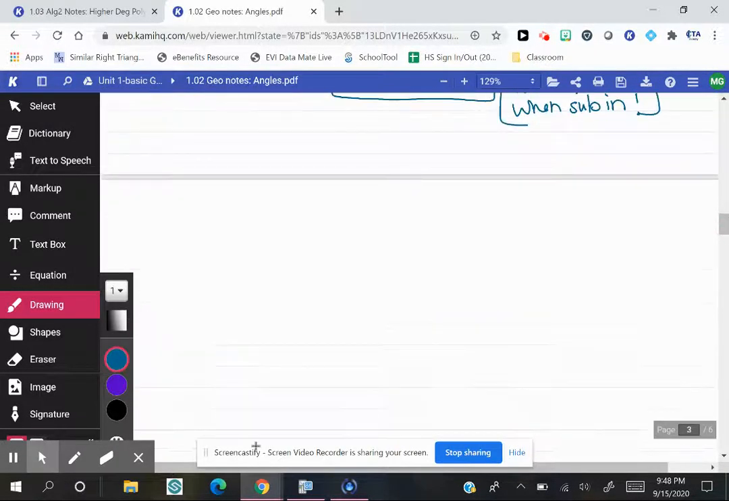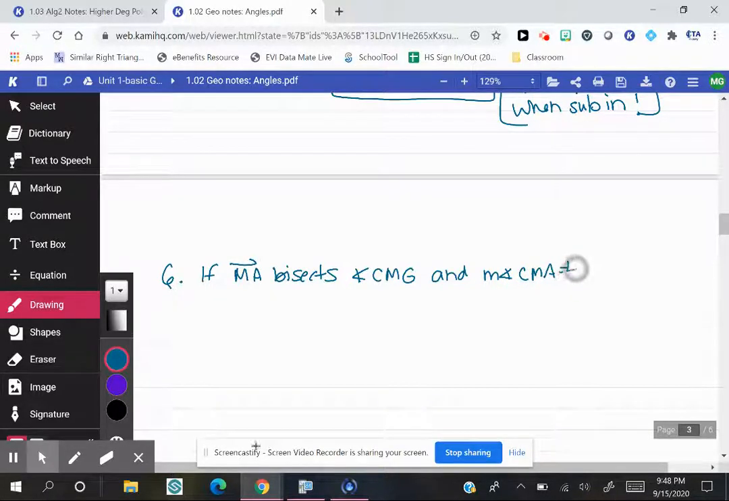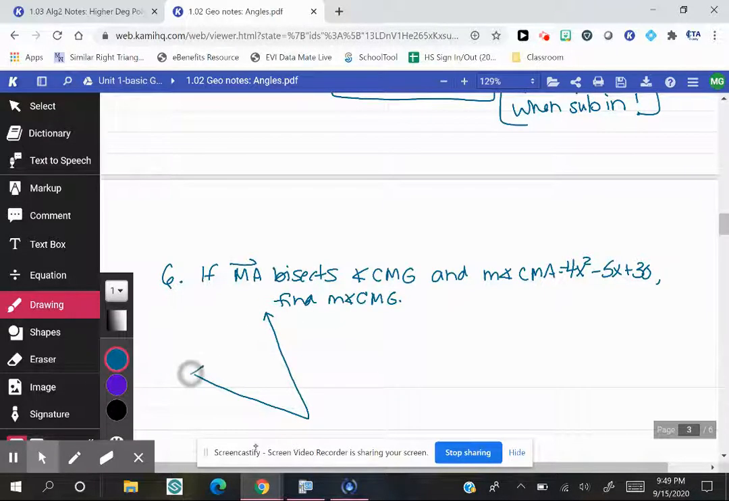Next, number 6. We have, if ray MA bisects, so again, we're bisecting angle CMG, and the measure of angle CMA is 4x squared minus 5x plus 30. Find the measure of angle CMG. So here's your picture.